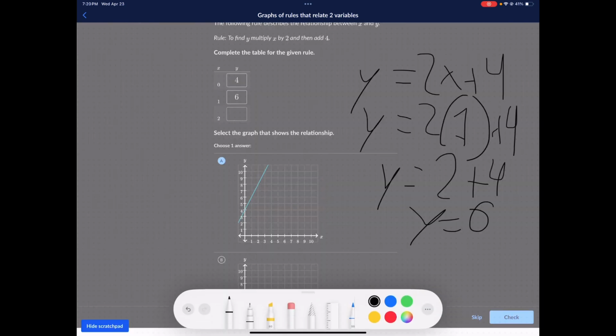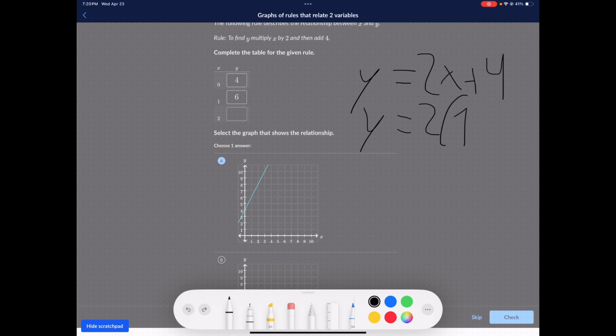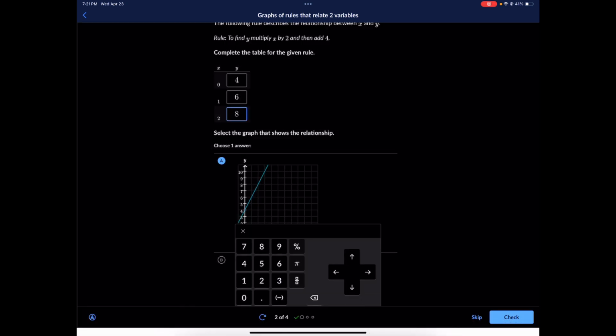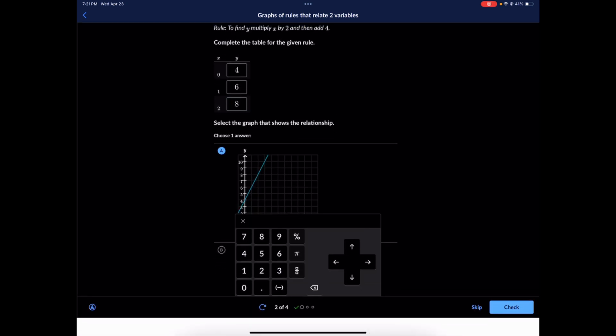And now for 2. So we have 2 times 2 plus 4. So y is equal to 4 plus 4, which is equal to 8. So that means that this is 8. So now we have 0, 4, 1, 6, and 2, 8.